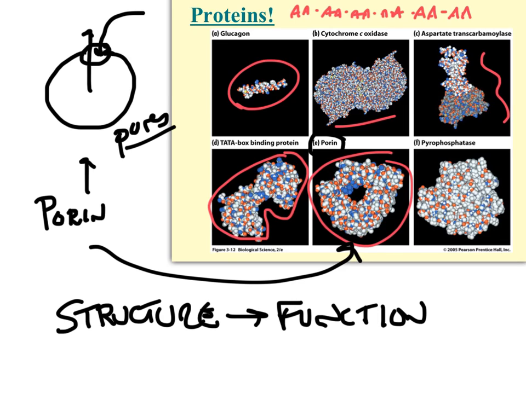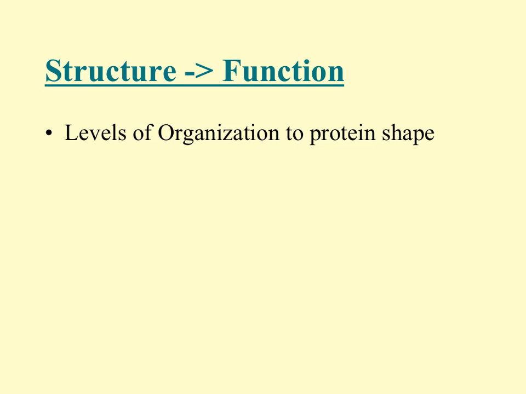Not all proteins are as simple as that. Some are really complex, and it just depends on the amino acids and the structure of the amino acids, how they're linked together to create particular structures that lead to particular functions. And so let's begin to understand the levels of organization in a peptide or a protein.